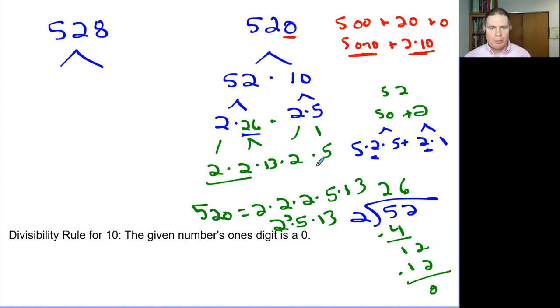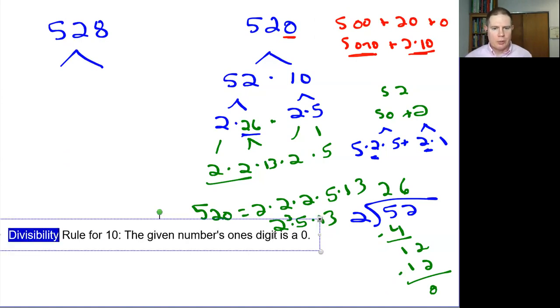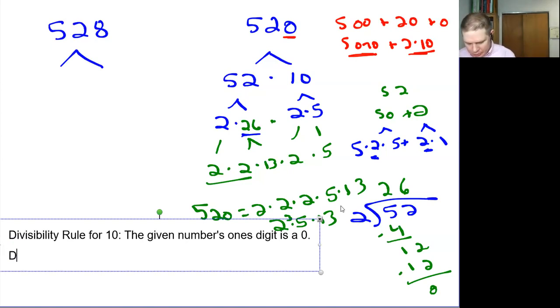So I already used the divisibility rule for 2. Let's write that, and then we'll move on to 528. So divisibility rule for 10. Let's just copy this.